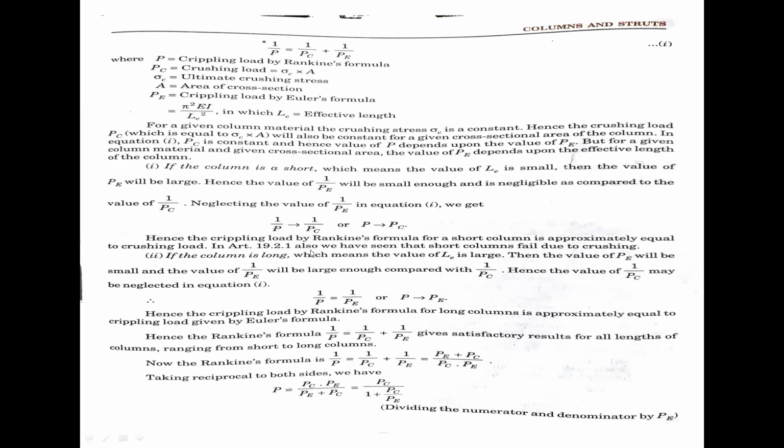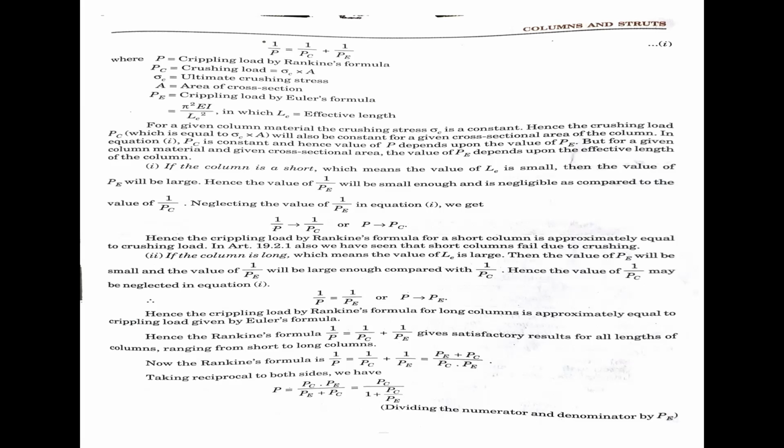Okay, hence the crippling load by Rankine's formula for a short column is approximately equal to Pc. Also, we have seen that the short column fails by crushing. I already explained the failures of columns in the last class, but I will explain that point again. Failures of column: a short column fails by crushing, a long column fails by buckling or bending.